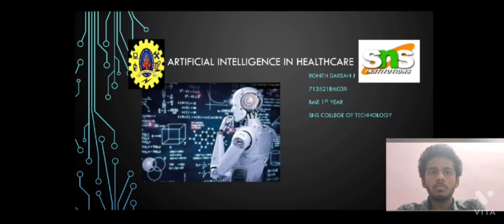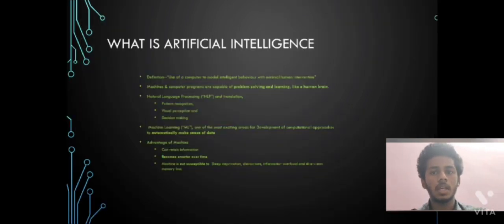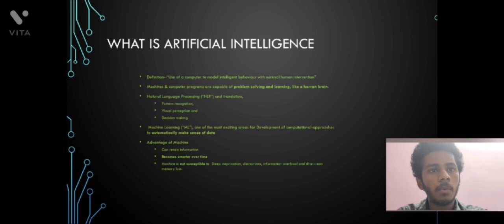I'm here to describe some ideas about artificial intelligence in healthcare. First, we have to learn what artificial intelligence is. It is the use of computers to model intelligent behavior with minimal human interference. It means machines and computer programs are capable of problem solving and learning like the human brain. It's the simple definition of artificial intelligence.